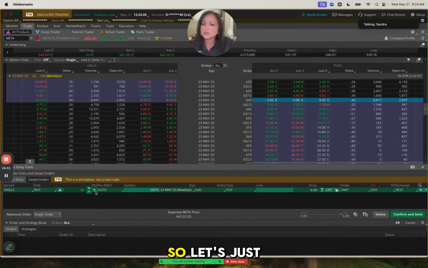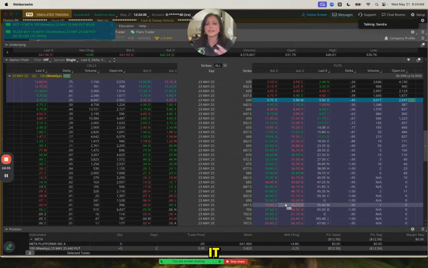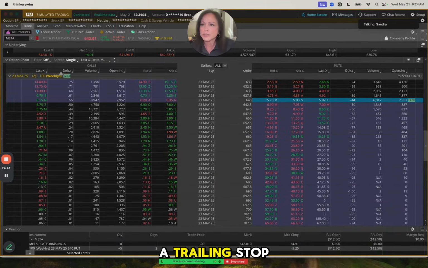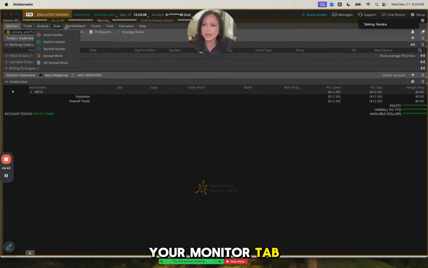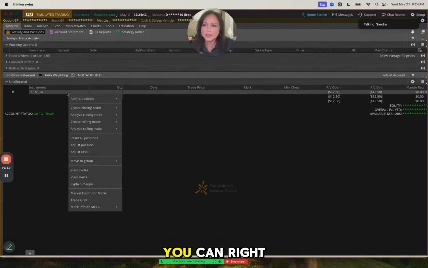Sure. Okay. So let's just act like we're in a trade on Meta. We're taking a short and we're going to get into it. So we're in a trade now, and now you want to do a trailing stop. So you're going to go over to your monitor tab. Anywhere when you highlight Meta, you can right click it and say create a closing order.